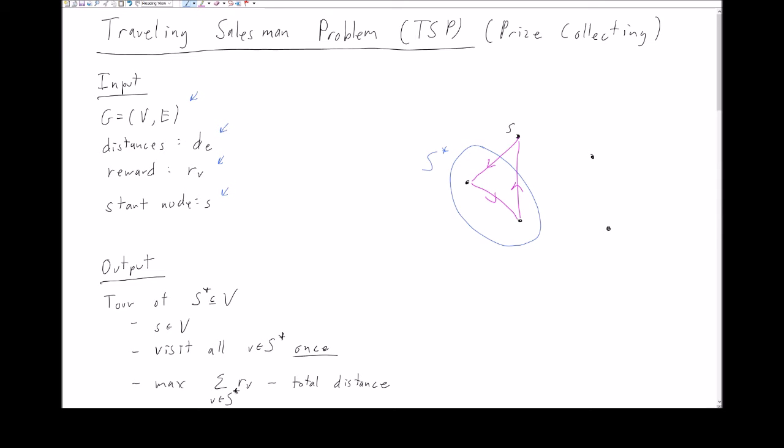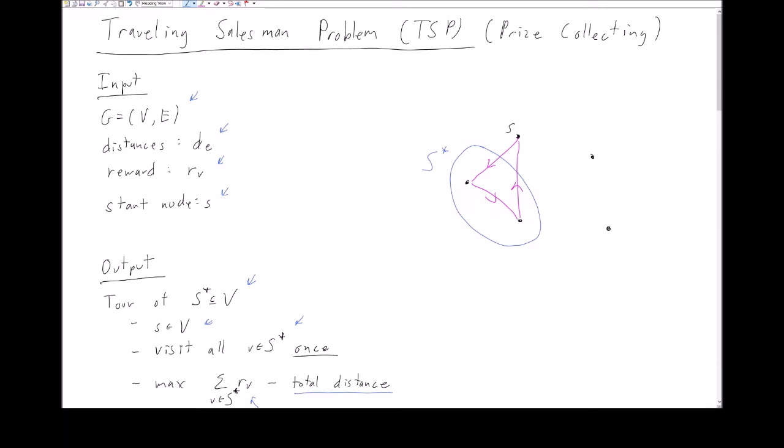Our objective is to find S star, an optimal set of nodes, so that our start node is in this optimal set, and we develop a tour that visits every node inside of this set exactly once. Our objective is to find a set so that we maximize our reward when we take into account the total distance that we need to travel to visit all of the vertices inside of our set S star.